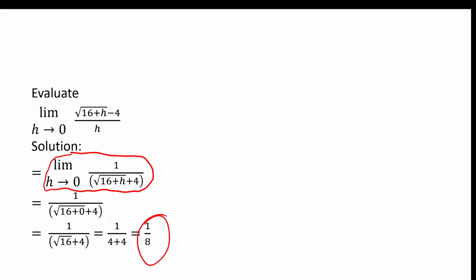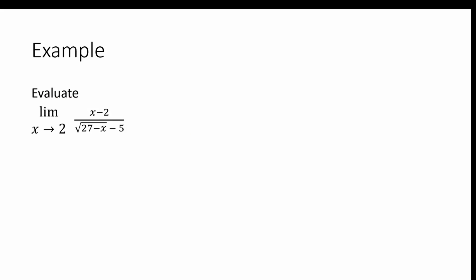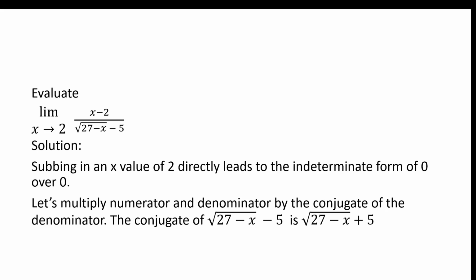So the limit as h goes to 0 of the root of 16 plus h minus 4 over h is actually equal to 1/8. What if we have the example shown? Well, subbing in an x value of 2 will directly lead to the indeterminate form of 0 over 0. So what we're going to do is multiply top and bottom by the conjugate of this expression.